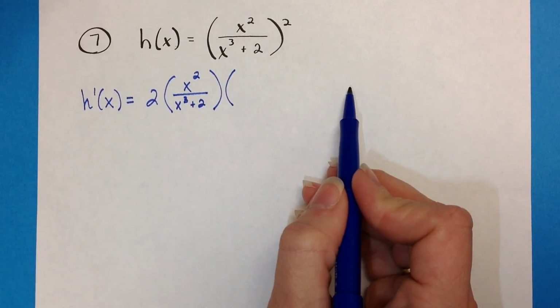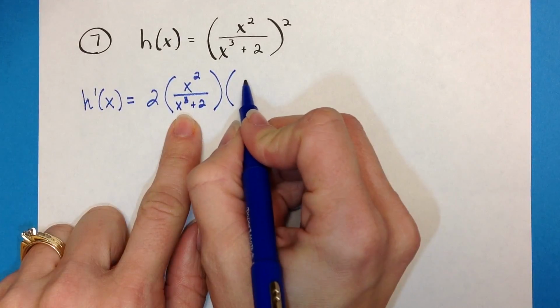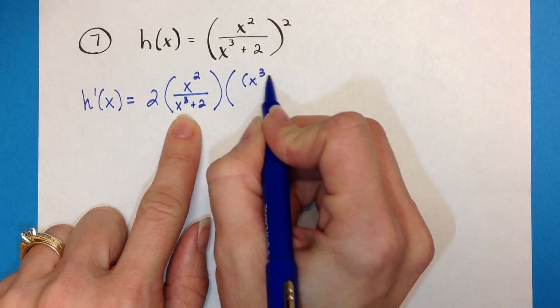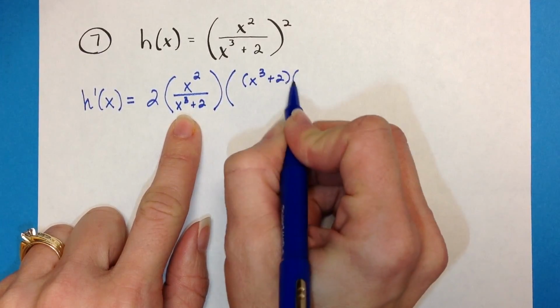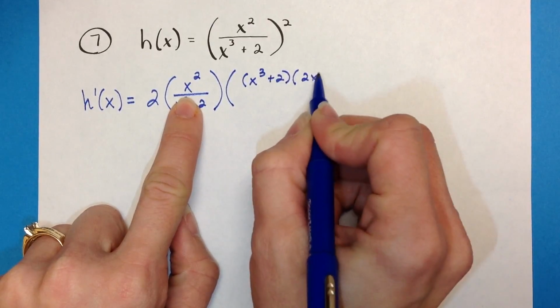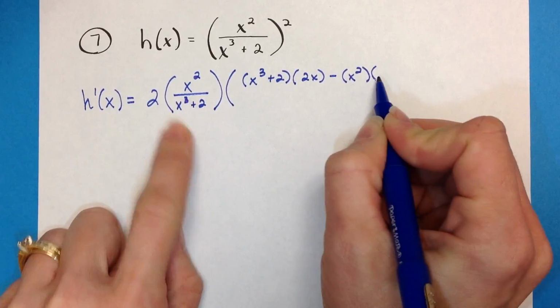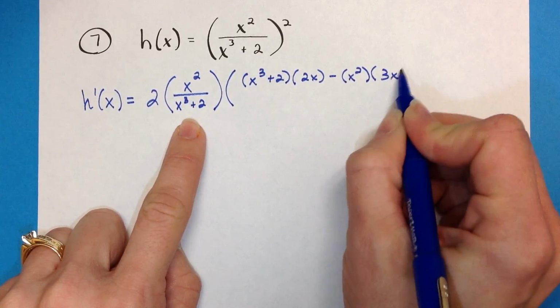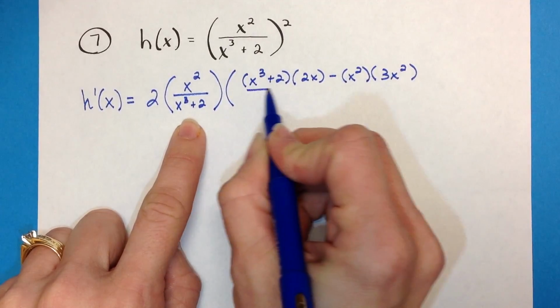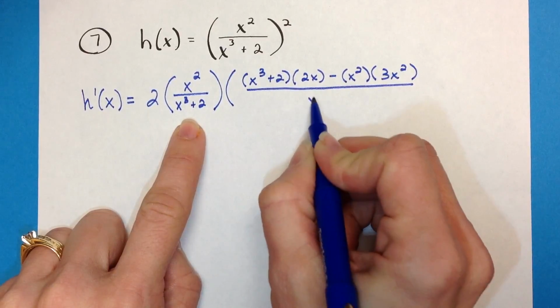So now going with quotient rule, you would have low D high minus high D low over low low.